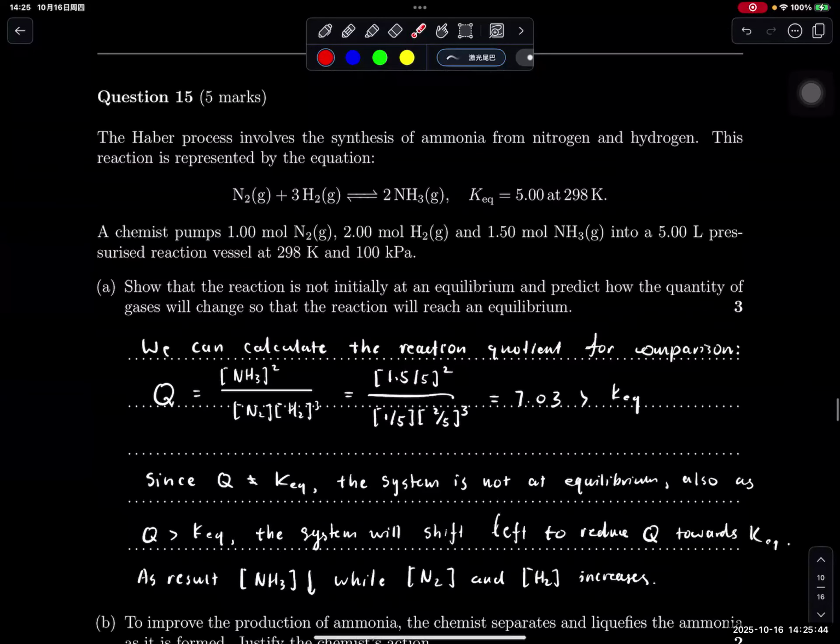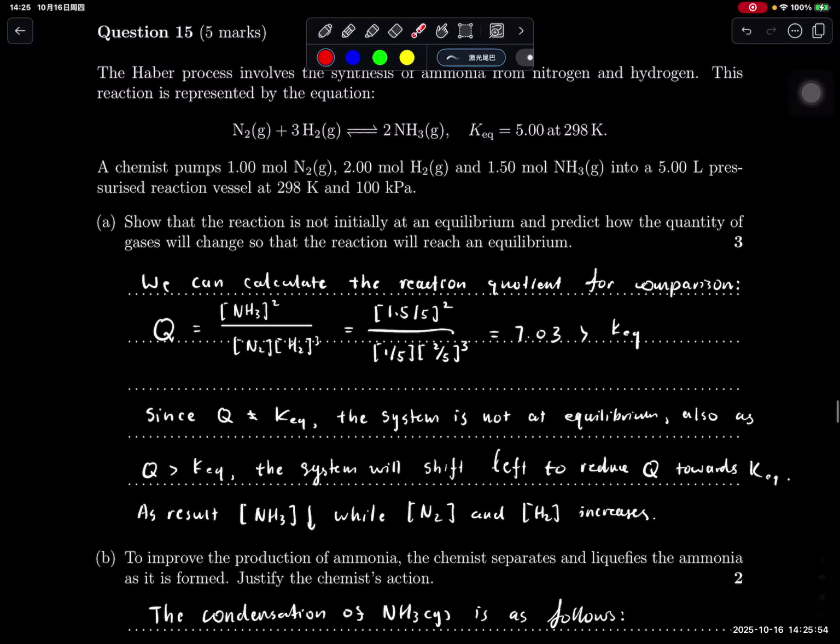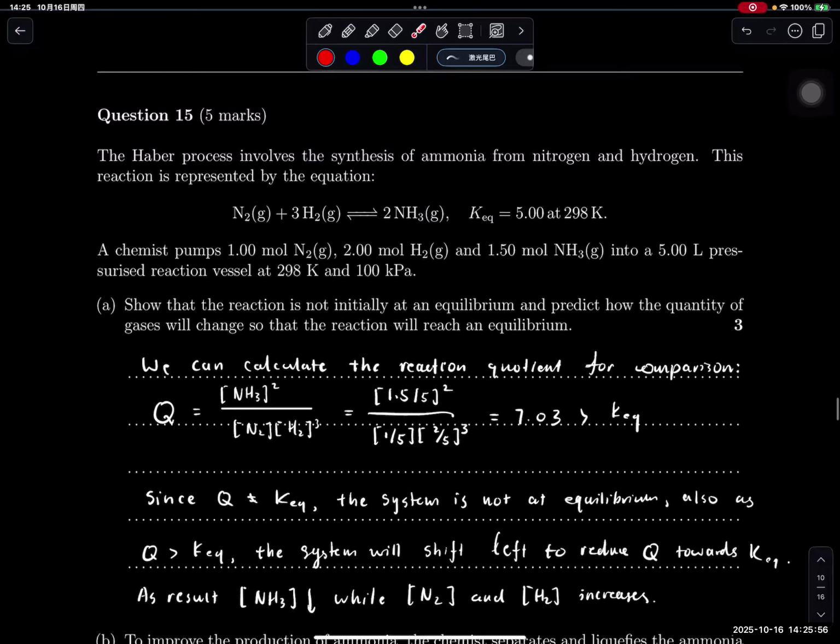Question 15. Yeah, so the Haber process involves the synthetic process of ammonia from hydrogen and nitrogen. Given this reaction, KEQ is equal to 5 at 298 Kelvin. A chemist pumps 1 mole of this and so on. Okay, see these are all the initial amounts. Show that the reaction is not initially at equilibrium and predict how the quantity of gas will change so that the reaction reaches equilibrium.